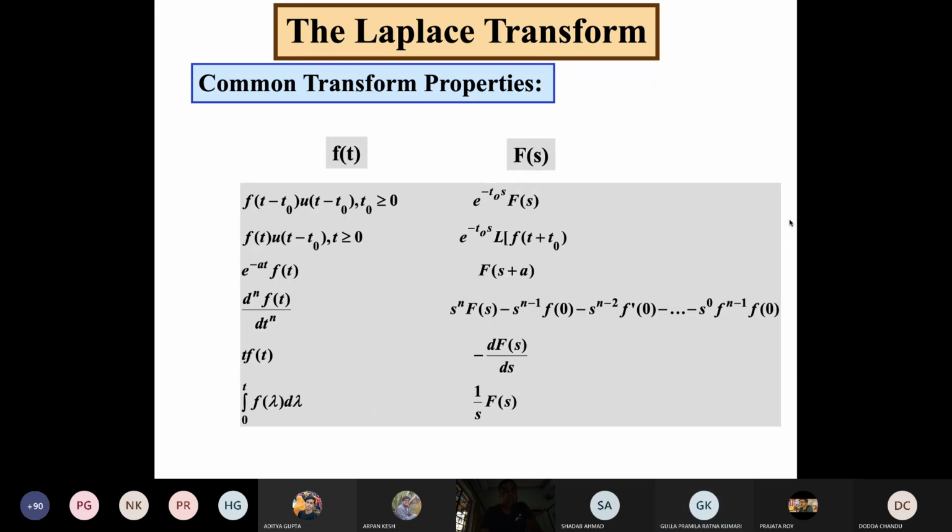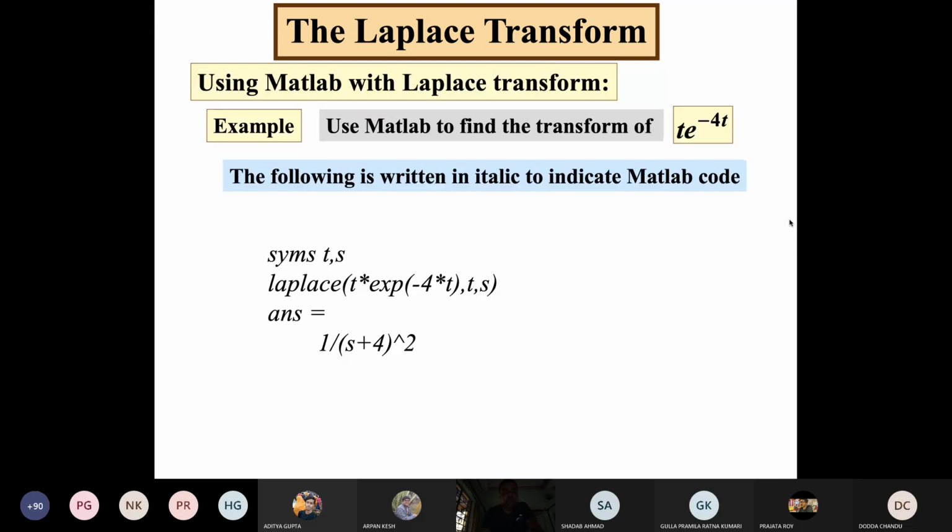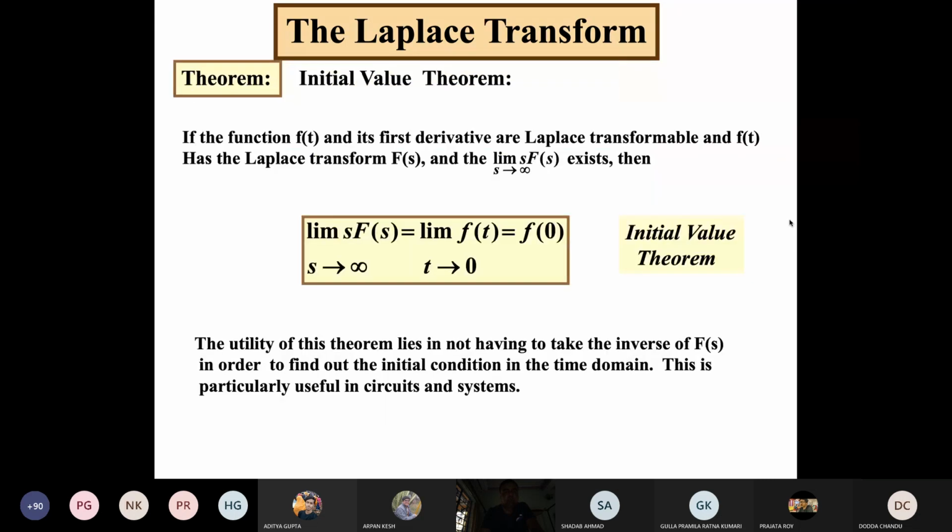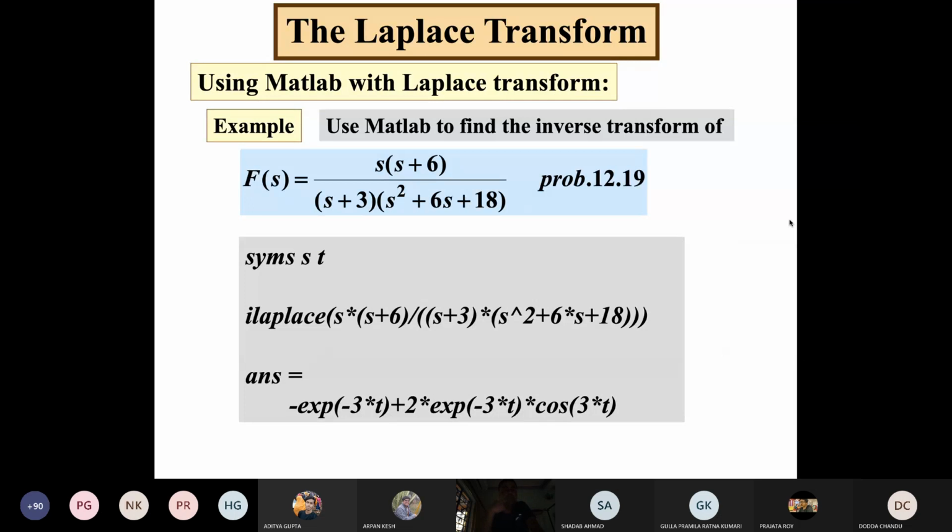Now we know that the time shifting property: f(t minus t0) u(t minus t0) equals e to the power minus t0 s F(s), and so on. Integration is 1 by s F(s). Okay. Now solve this.